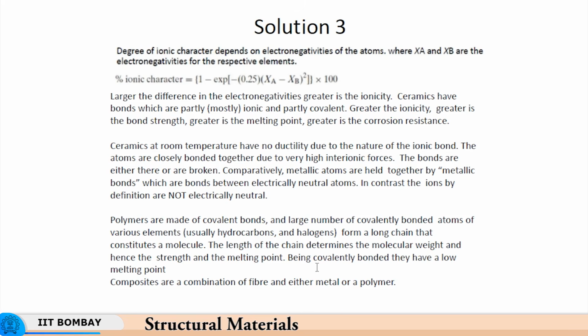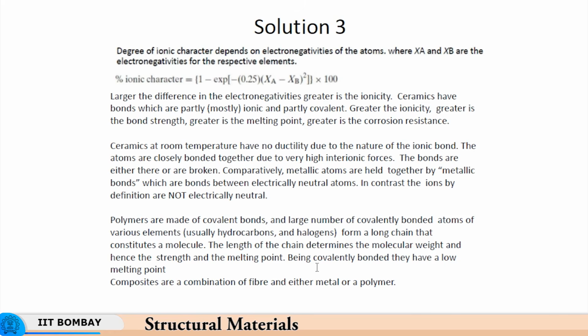So if you take, let's say, sodium fluoride as compared to calcium fluoride, sodium fluoride will have a much higher ionicity. That is because sodium has got much greater electropositivity and so much lower electronegativity, and then fluorine has got very high electronegativity, and finally you will get a very high percentage ionic character. Now ceramics at room temperature have no ductility due to nature of the ionic bond. So ionic bond is something that has a certain strength, and if the strength is overcome, the ionic bond breaks. So it is either there or not there. So the interionic forces are very high, and therefore the bond either exists or it is broken. That's it. There is nothing in between.